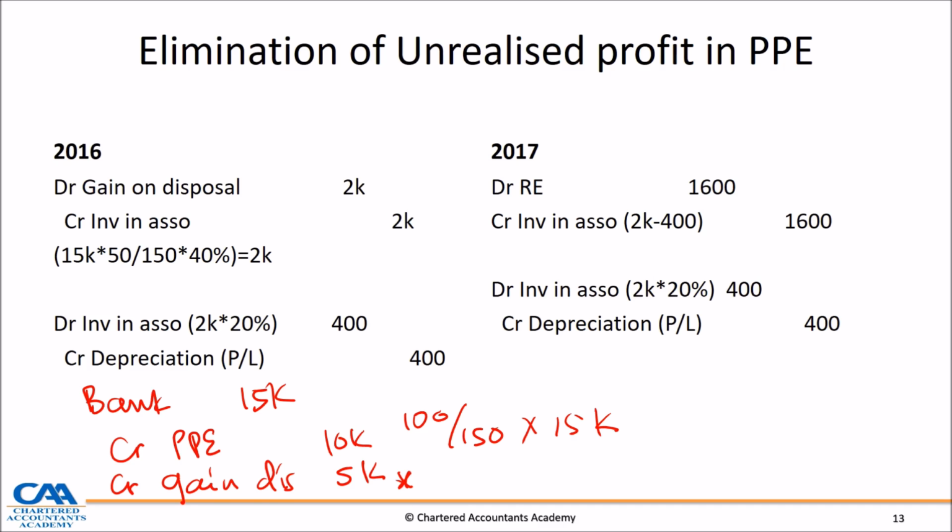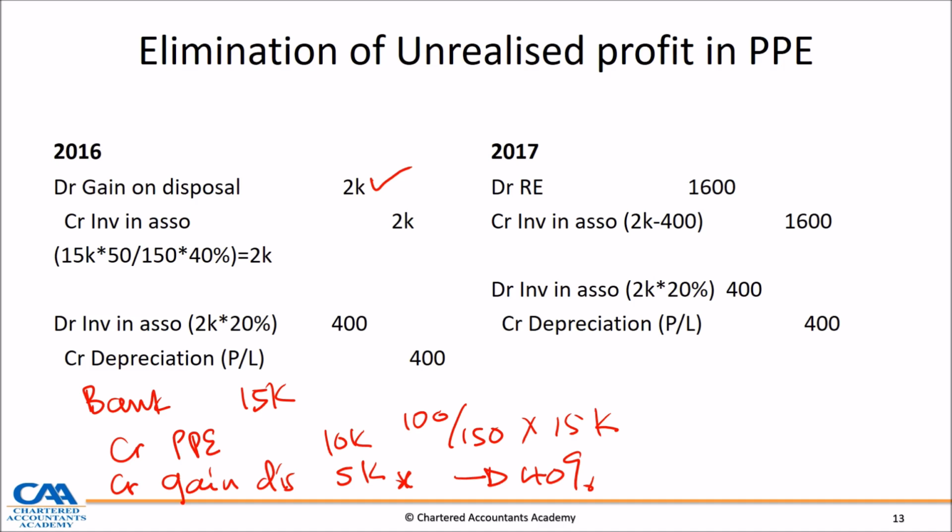So given that, you can already see that this 5K is the one that we have problems with. But we cannot eliminate the full 5K because we do not own 100% of the associate. We only own 40% of the associate. So we reduce only to the extent of our shareholding, which means if we take our calculators again and say 0.4 multiplied by the 5,000 unrealized profit, we then get the extent of the unrealized portion to us, which is 2,000, which is how we got this 2,000.